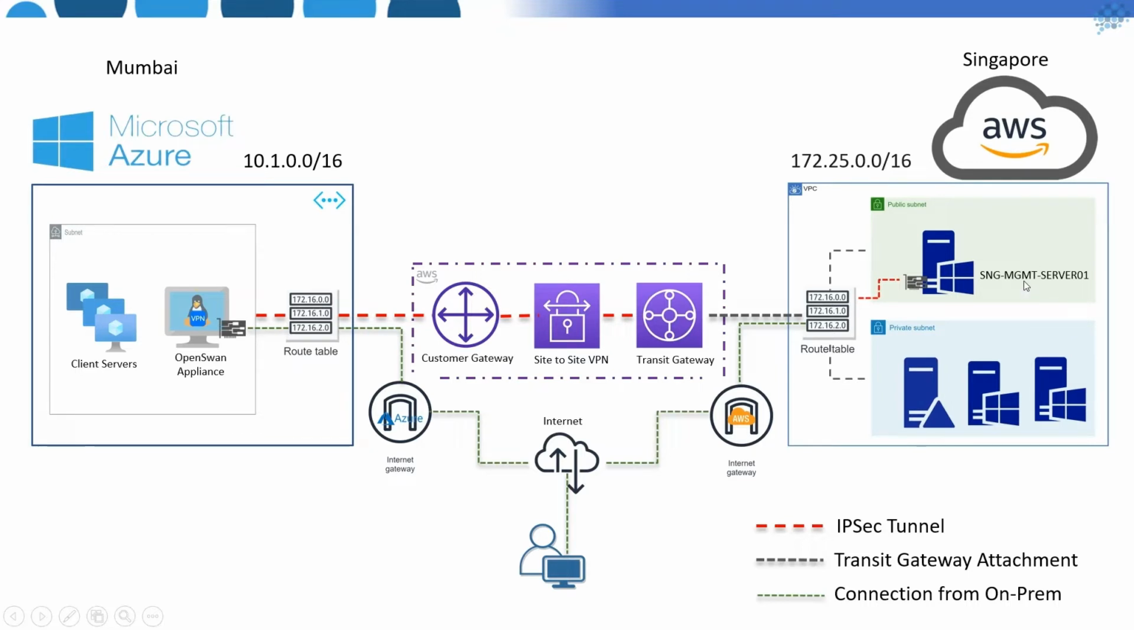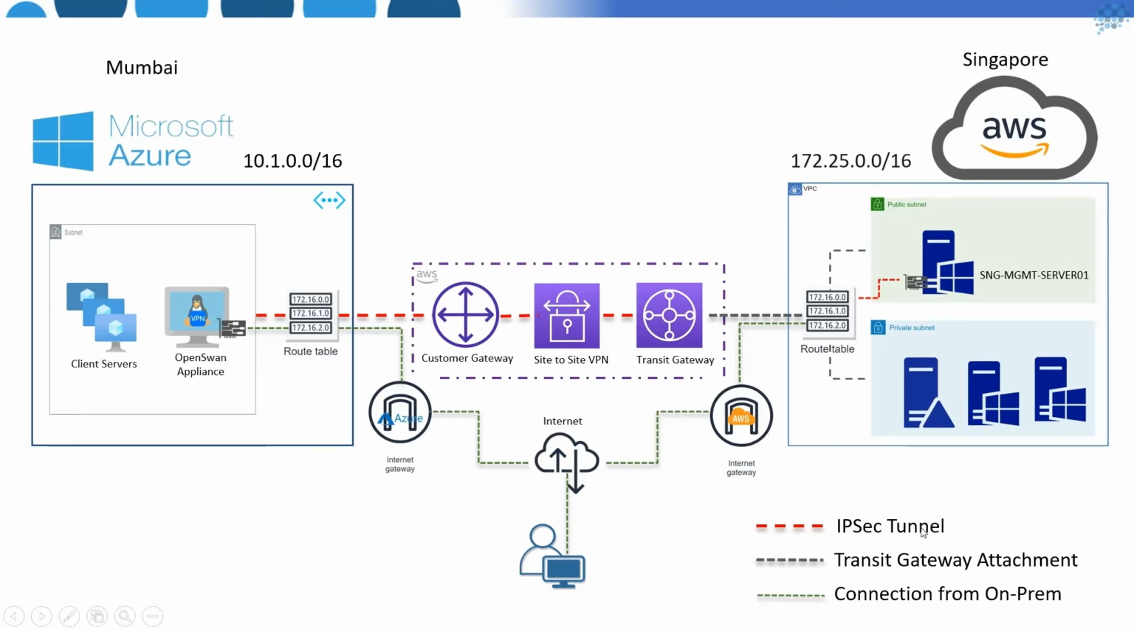Now, in between, I do have a transit gateway created, and I have attached the VPC to the transit gateway. This VPC already has an internet gateway attached, using which I'm able to connect to this management server. Likewise, over the internet gateway which is attached to this VNet, I'm able to connect to this OpenSwan appliance, which is based on a CentOS virtual machine, right? And I'm going to start the demonstration.